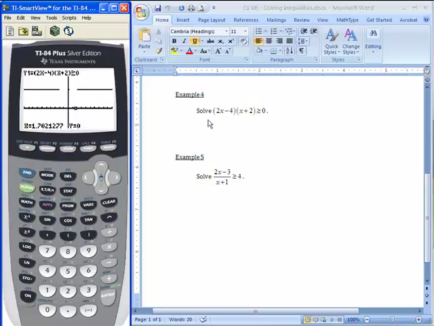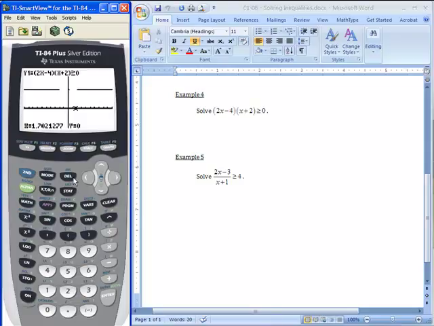If you wanted to graph the two sides of this inequality, you could graph 2x minus 4 times x plus 2 in y1. You could graph 0 in y2, and you could look for all of the places where the left-hand side is above the right-hand side when we're looking at the two graphs, and you could also look for the point of intersection because of the equal to sign. So that's a different way of looking at it. And of course there's also the table as well.